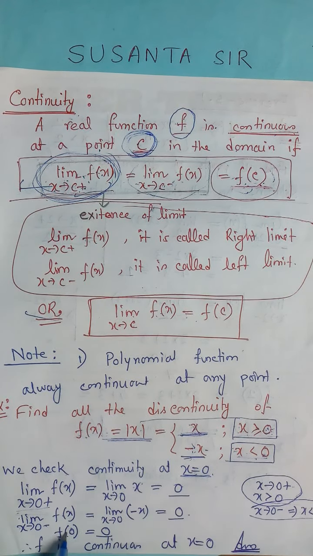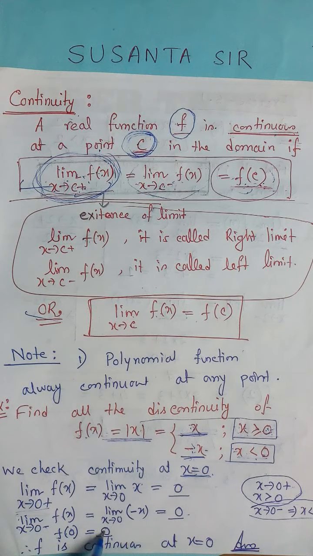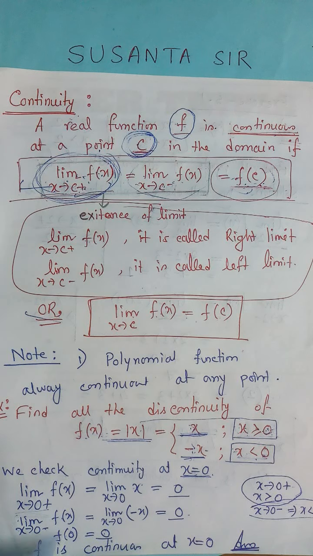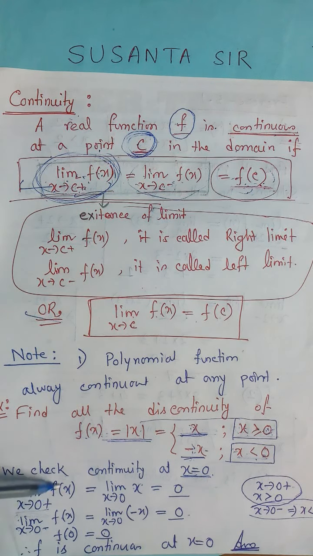And at the point 0, if x equals 0, then the value is x and x is 0, that means f(0) equals 0. See, all three terms, limit x tends to 0 plus f(x), limit x tends to 0 minus f(x), and f(0), all three values are equal, therefore f is continuous at the point 0. In this way you can easily check whether a function is continuous at one point or not. Okay, thank you everyone.